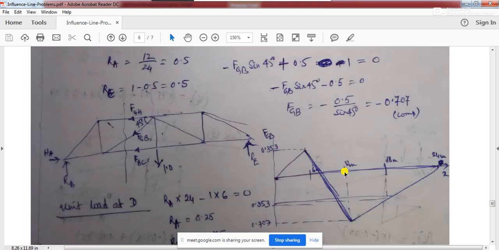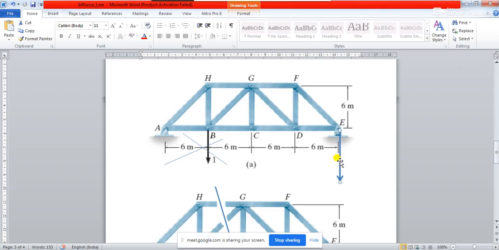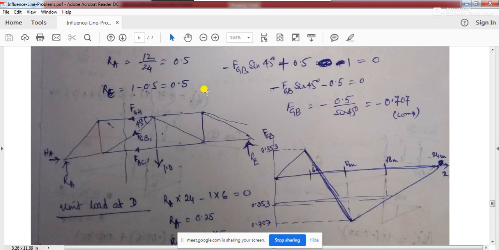Okay, then when you go to the 12 meter length, that means when you are placing your load here, 6 plus 6, 12 meter length, we have found that the value is minus 0.707, that is compressive. So minus, we will be plotting it down. So at 12 meter, the ordinate of the influence line diagram will be minus 0.707, and then you just join it with a straight line.